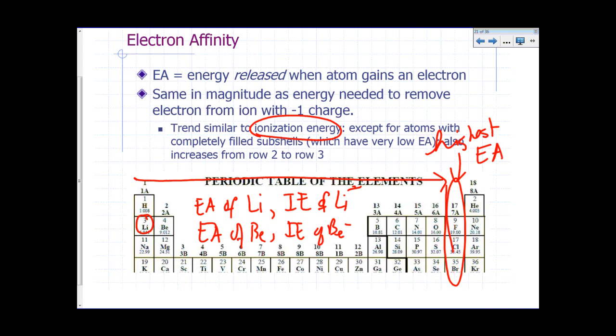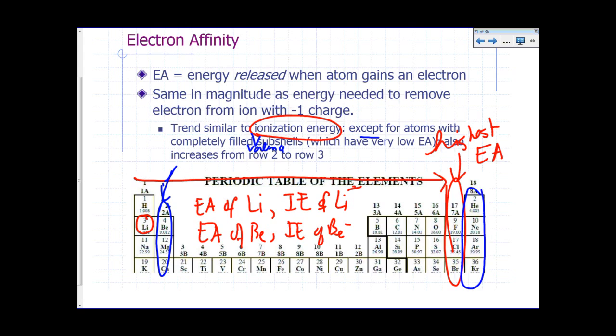Now there are exceptions. Exceptions that have completely filled valence subshells will have very low electron affinity. So beryllium, magnesium, calcium, group 2A, s2, because you have a completely filled subshell, and the next electron will go into a higher energy subshell. Those tend to have very low electron affinity. In fact, electron affinities are not really easy to measure, and so they can't be reliably measured for this group because it's very low.